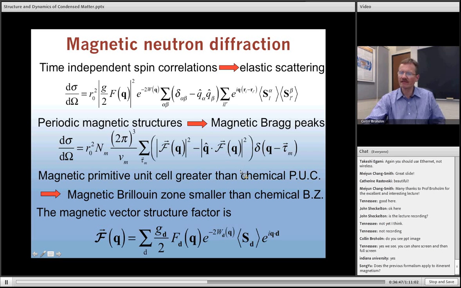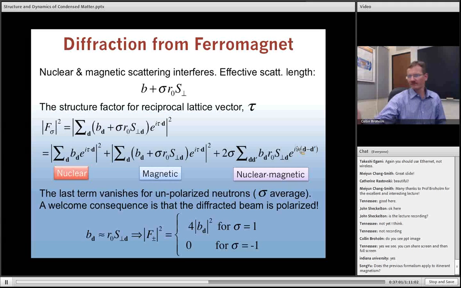So there you have it. That's the magnetic neutron diffraction cross-section. Are you getting it so far? Good. All right, so let us now take a couple of specific examples.